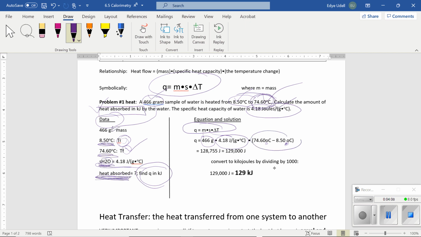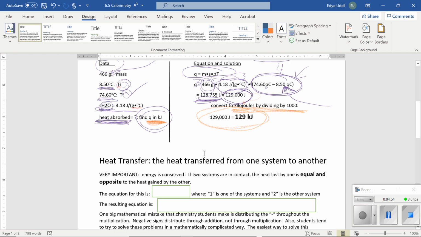I plug in my T final minus T initial and put that in my calculator. I get this number, and I'm allowed to keep 3 sig figs because I have 3 here, 3 here. When I do this subtraction here, I will end up with 4 sig figs because I keep the answer to the hundredths place. But altogether, I get to keep 3 sig figs. So this becomes my answer. But I asked for this in kilojoules, not in joules. So to go from joules to kilojoules, I have to divide by 1,000. And here's my final answer.